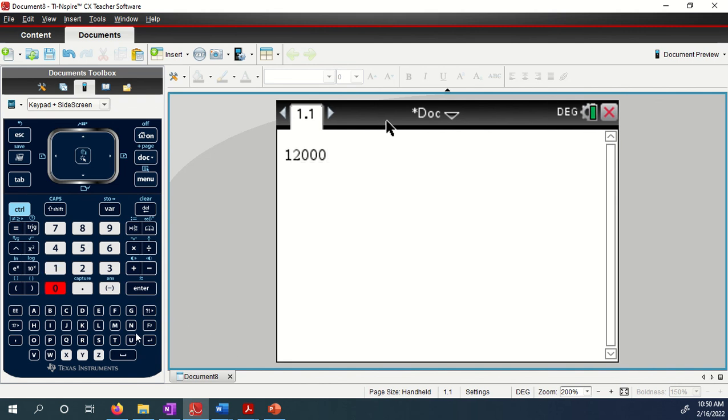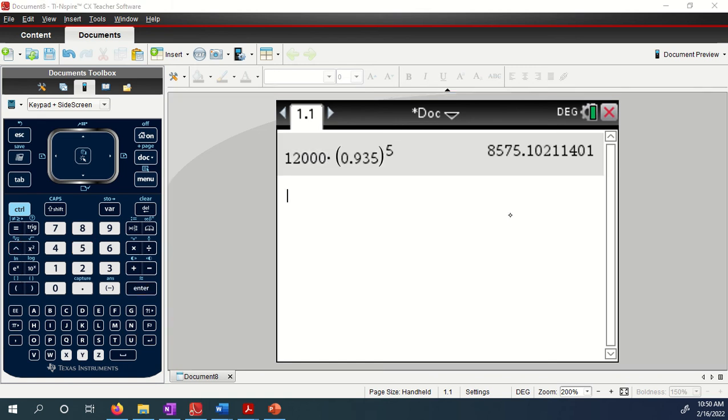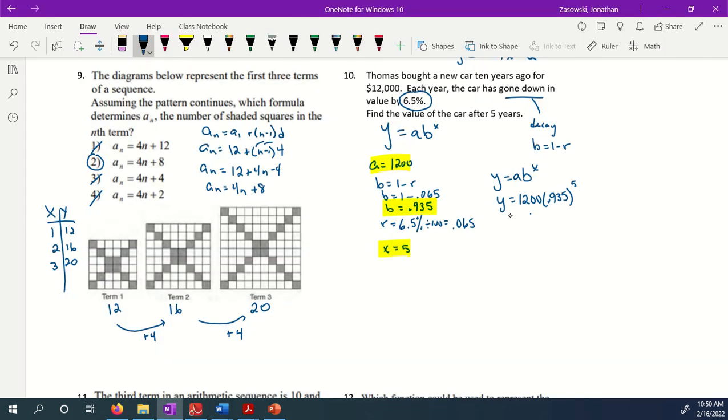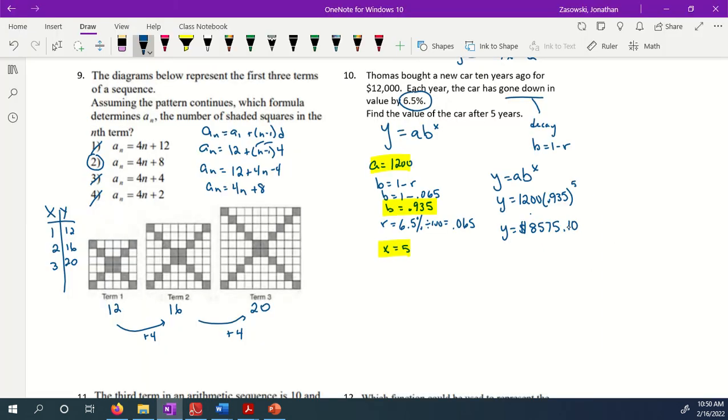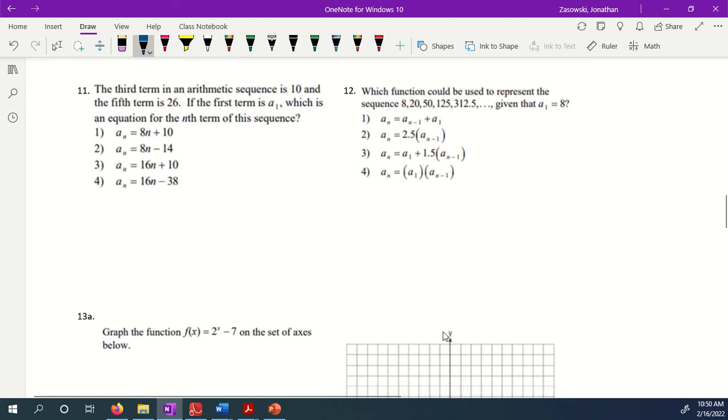So 12,000 times 0.935 to the 5, and we get $8,575. And it doesn't say what to round to, so since it's money, we're going to round to the nearest cent. So that's $8,575 point, and we have 10 cents here, 0.10. Next number after the zero is a 2, so we're going to round down and keep it.